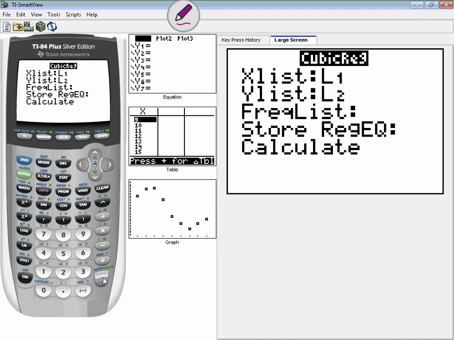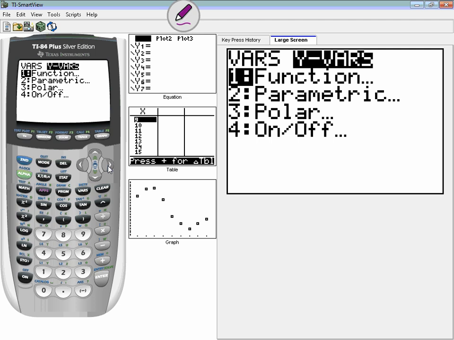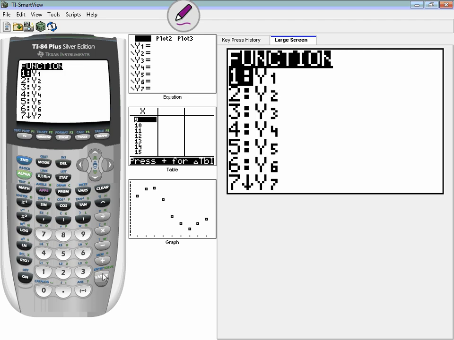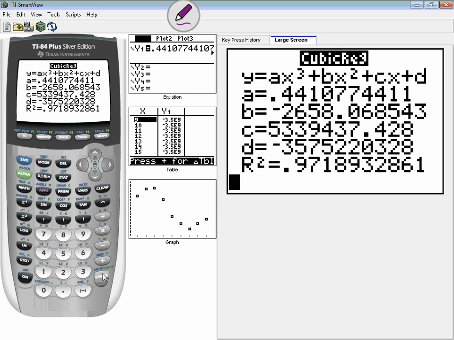Okay, so let's make sure everybody's storing the regression equation. Where do I go? Y bars, maybe Function. Okay. So let's look at it. R² of 0.97, that's pretty good, right? Okay, and you can see my little picture there. See how it fits my scatter plot pretty nicely? Okay, so that's the one you would want to go with.